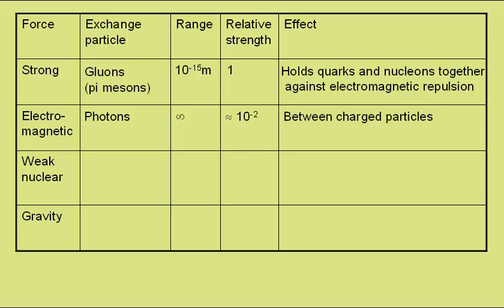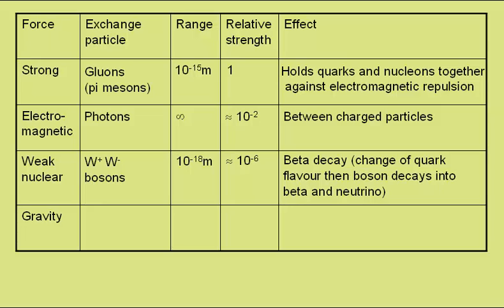The weak nuclear force has the exchange particles of W plus and W minus bosons. These have a range of only around 10 to the minus 18 meters, very short range, and a relative strength of 10 to the minus 6, much weaker than the gluons. The effect is beta decay, which is due to a change of quark flavor, and then the boson decays into a beta and a neutrino.